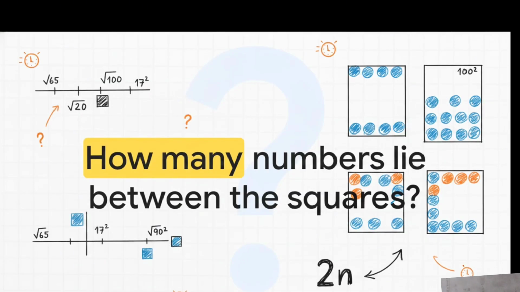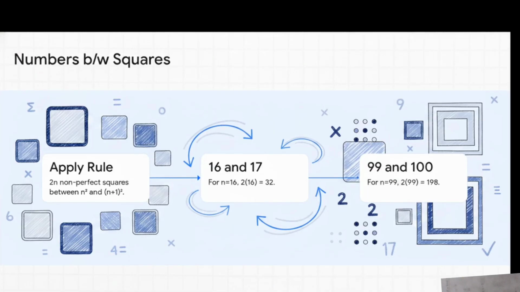How many numbers lie between the squares of the following numbers? Part 1, 16 and 17. Part 2, 99 and 100. We have to find how many non-perfect square numbers lie between the squares of two consecutive numbers. If you know the formula, this literally takes 2 seconds. Applying the direct formula 2n gives exactly how many numbers there are without intermediate calculations. The established rule says there are 2n non-perfect square numbers between n squared and n plus 1 squared.